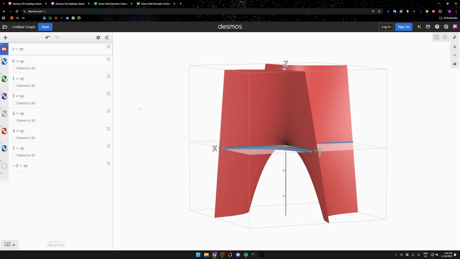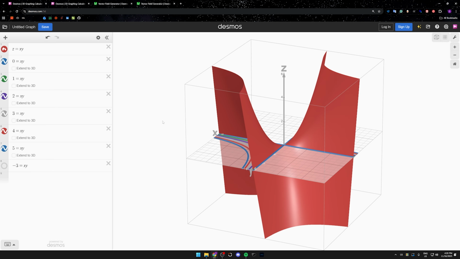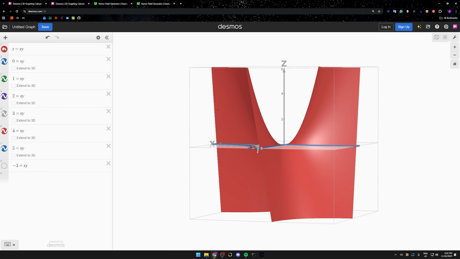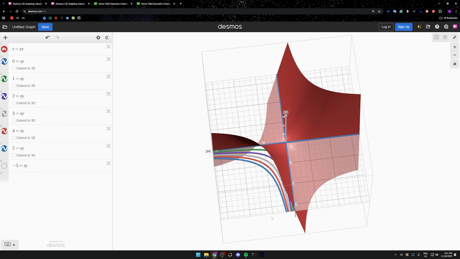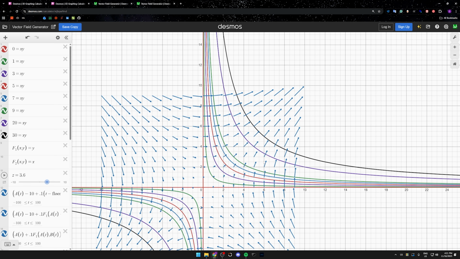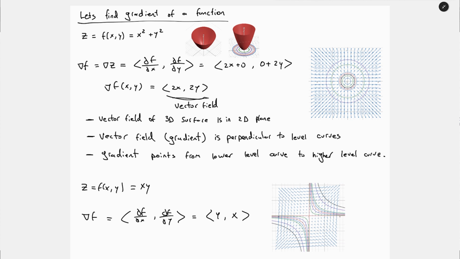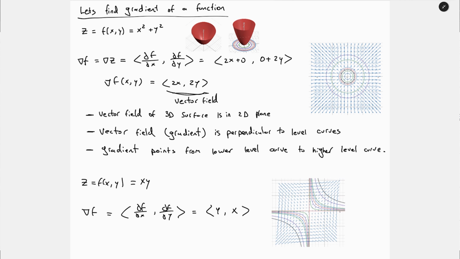And if we imagine it, the gradient is pointing like this. It's not pointing up, but it's in a plane. So it's like this. I hope this was better to understand this way. And now let's look at the other gradients.